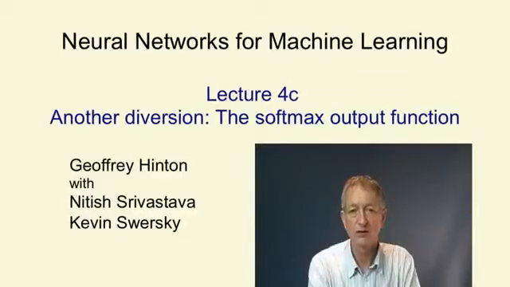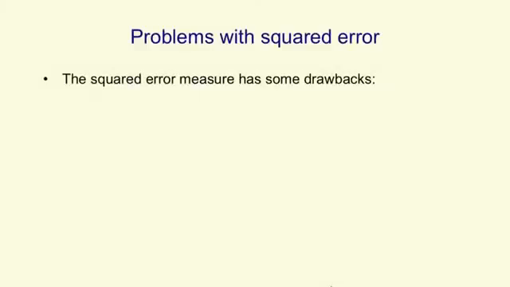In this video, we're going to look at the softmax output function. This is a way of forcing the outputs of a neural network to sum to 1 so that they can represent a probability distribution across discrete mutually exclusive alternatives. Before we get back to the issue of how we learn feature vectors to represent words, we're going to have one more digression. This time it's a technical diversion. So far I've talked about using a squared error measure for training a neural net, and for linear neurons that's a very sensible thing to do.